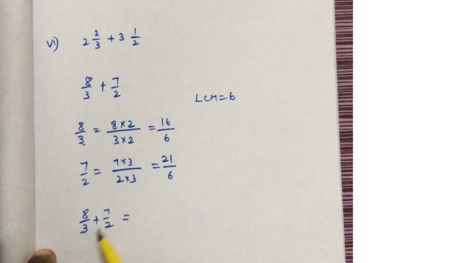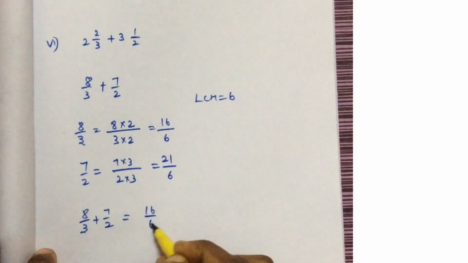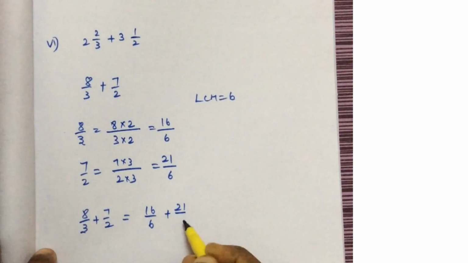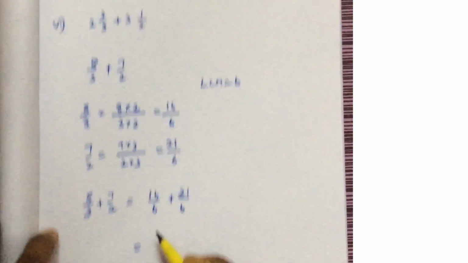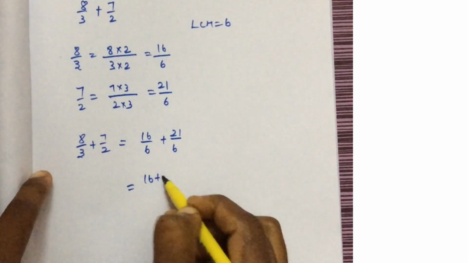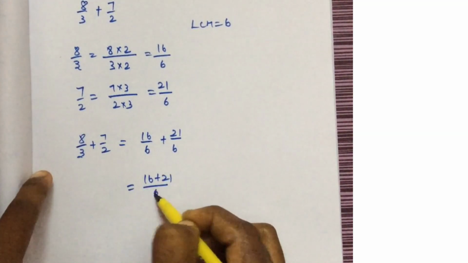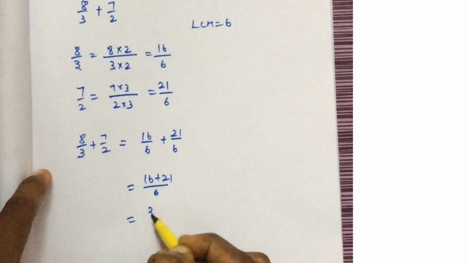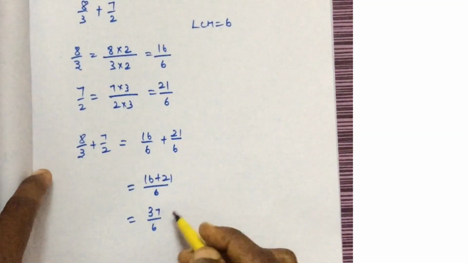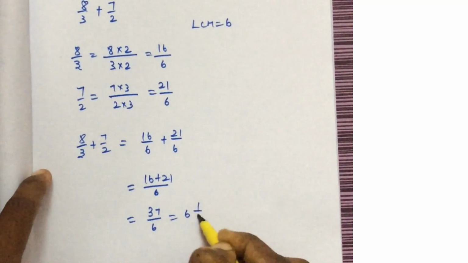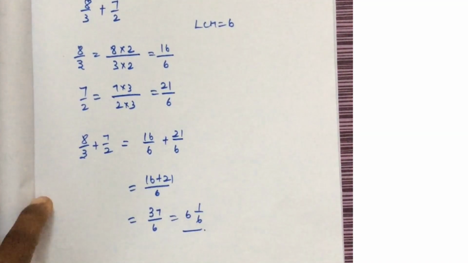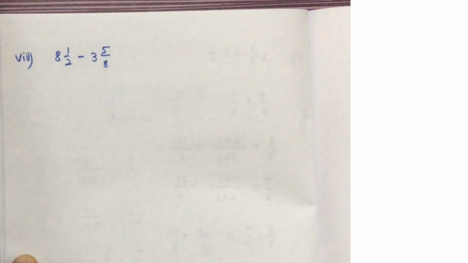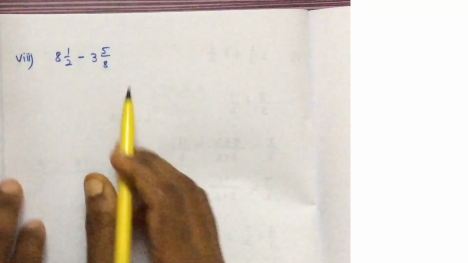So 8 by 3 plus 7 by 2, instead of 8 by 3, I can write 16 by 6 plus 21 by 6. That is equal to 16 plus 21 divided by 6, that is equal to 37 divided by 6, that is equal to 6 1 by 6. Next is 8 1 by 2 minus 3 5 by 8.